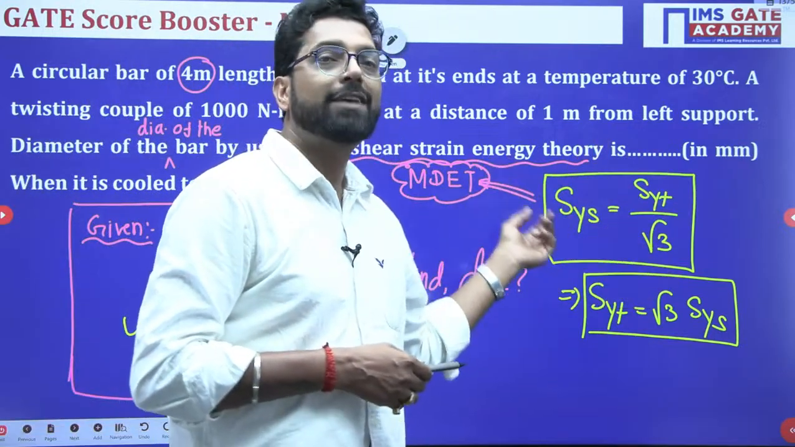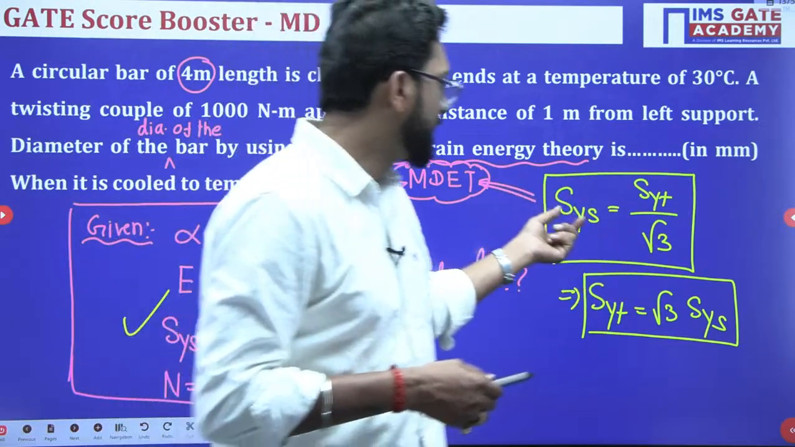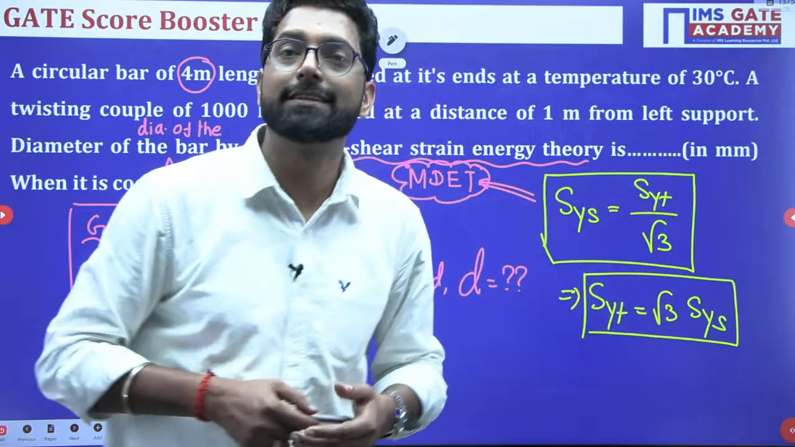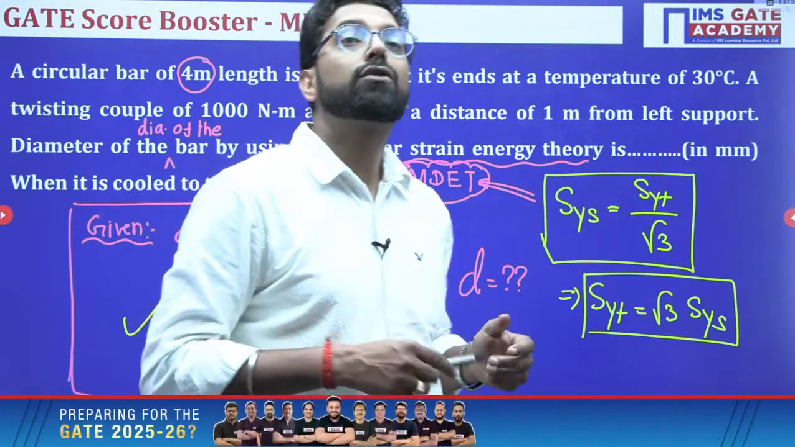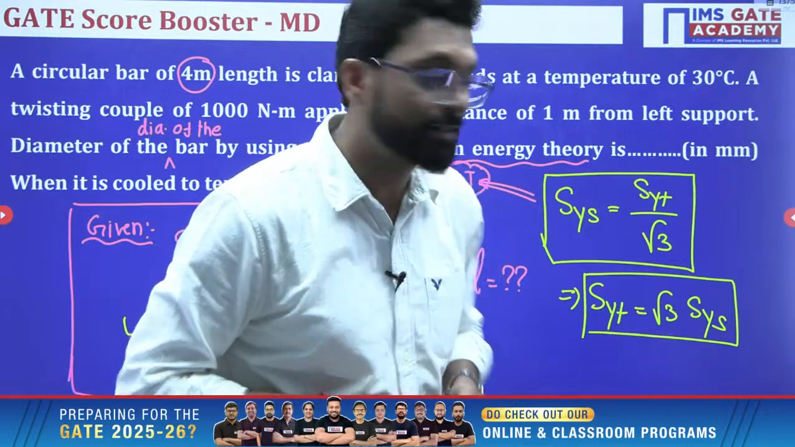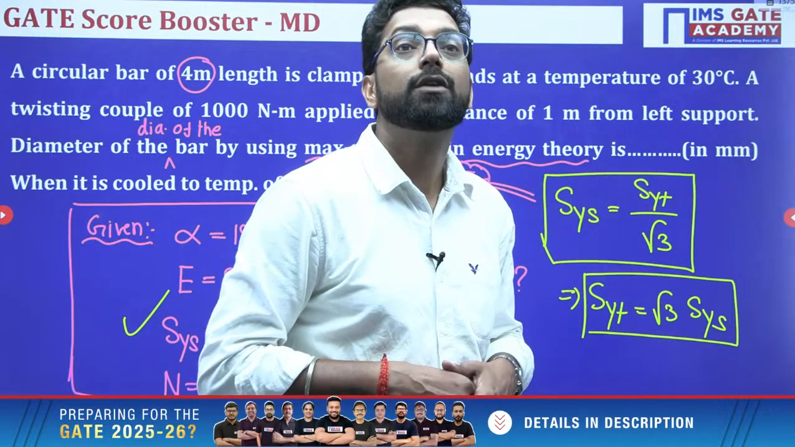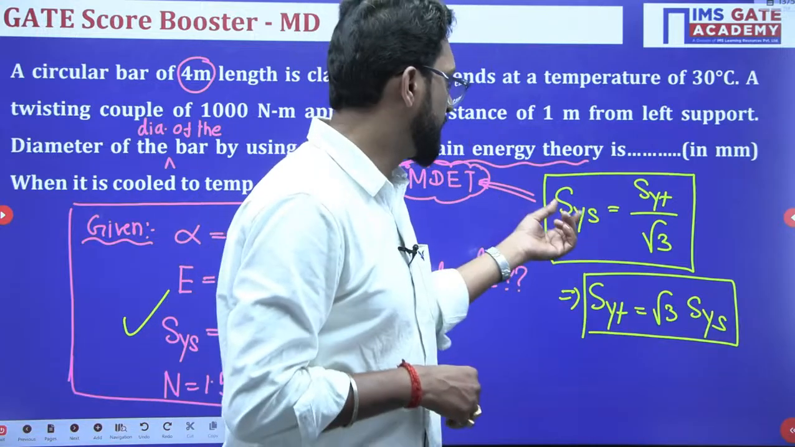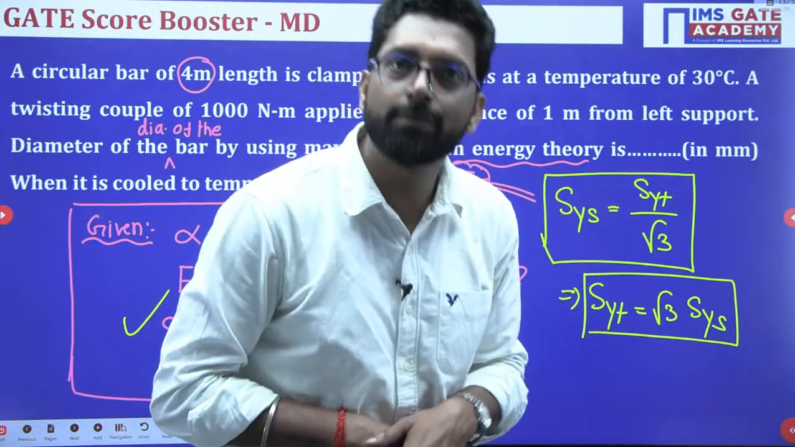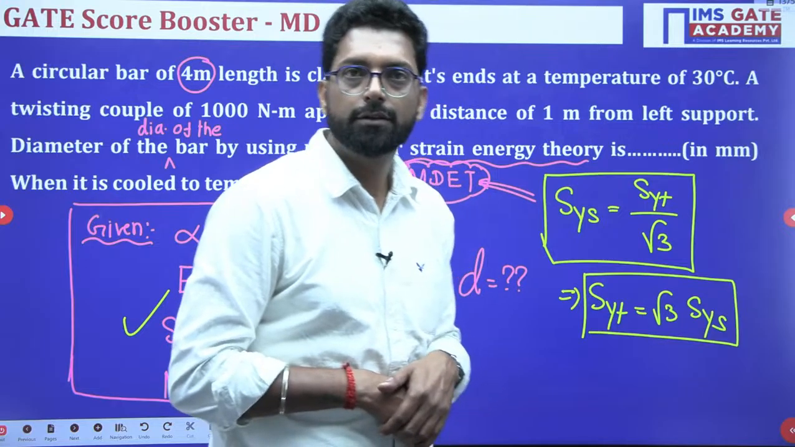This is the maximum distortion energy criteria: yield shear strength is equal to yield tensile strength divided by √2. According to MPST, maximum principal shear stress theory, yield shear strength is equal to SYT divided by 2. That means SYS is equal to 0.5 of SYT. Clear? This thing is clear.